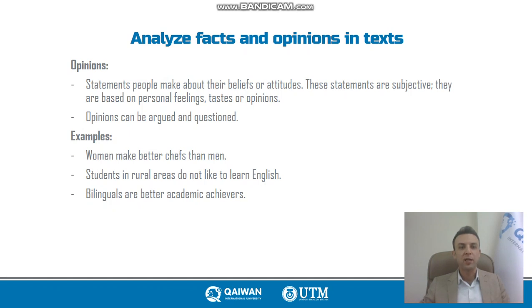And we say opinions can be argued and questioned. Whatever we discuss, whatever seems to be controversial is an opinion, because this is something that we try to talk about to get the other people to be persuaded. Examples are, women make better chefs than men. This is just an opinion, which might not be true. Students in rural areas do not like to learn English. Again, this is an opinion. And bilinguals are better academic achievers. So these are all examples of opinions that have not been proved yet.